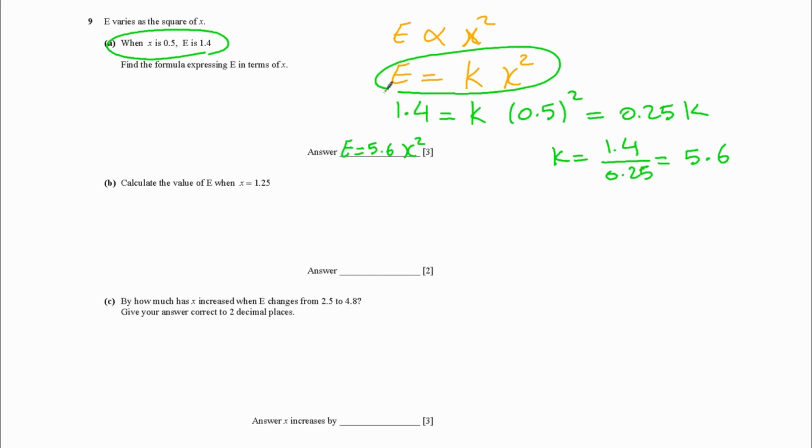Calculate the value of E when x equals 1.25. This is simply replacing the x with 1.25. So E would be equal to 5.6 times x squared, which is 1.25 squared. So I just need to do this on a calculator: 1.25 times 1.25 times 5.6. So the answer would be 8.75.